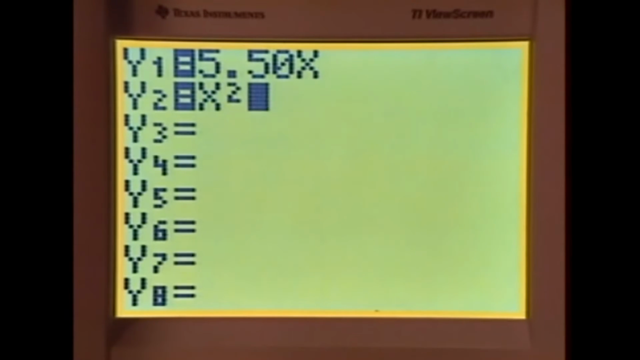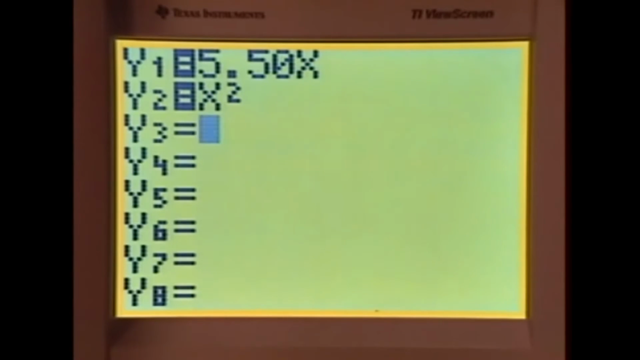The next one is x squared, so you push the variable x and then you push the x squared from the scientific part. You also could have put hat, which is at the bottom or right under the clear key, and then put 2. The hat symbol is the power symbol. Push enter and we go to the third one. 1 divided by x is the reciprocal function, the inverse function.